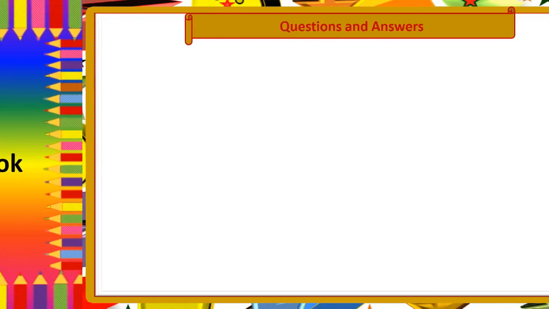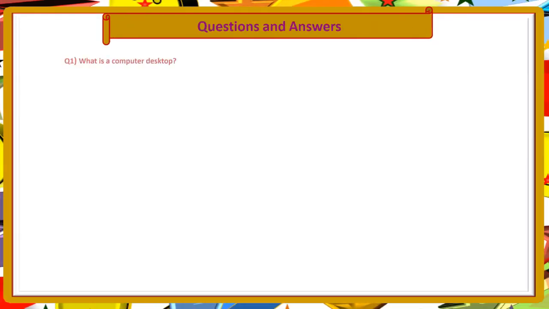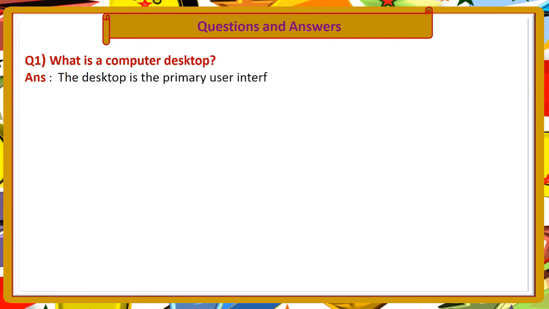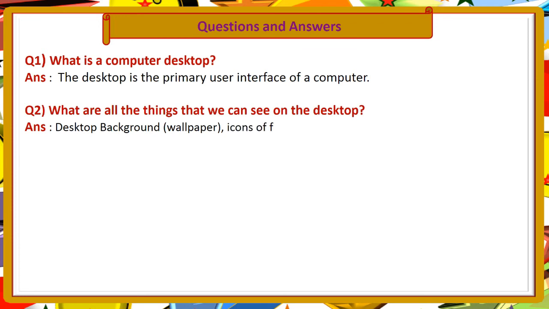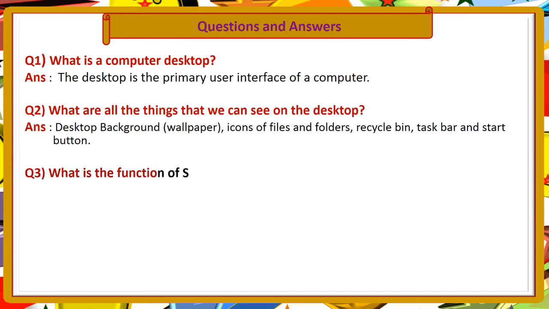Now let us write this in your notebook. Questions and answers. Question number 1. What is a computer desktop? Answer. The desktop is the primary user interface of a computer. Question number 2. What are all the things that we can see on the desktop? Answer. Desktop background, or we can say wallpaper, icons of files and folders, recycle bin, taskbar and start button.